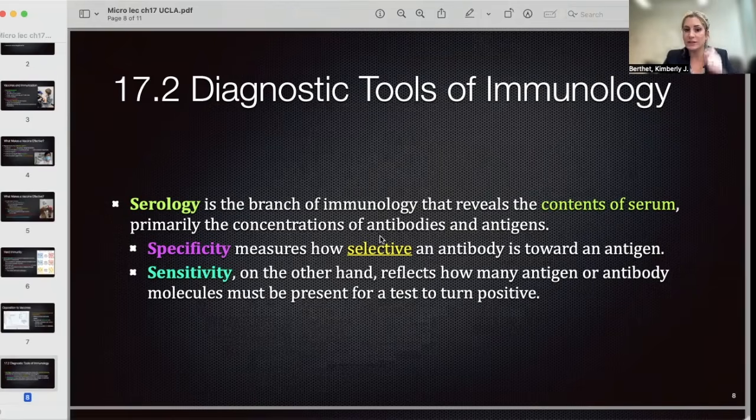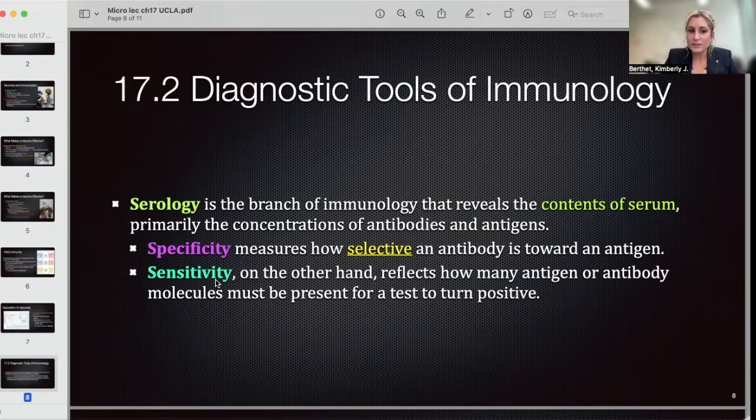So specificity is how accurate the test is. We want to make sure that it measures the selection of an antibody towards its antigen. So we want that lock and key fit. We don't want antibodies that are grabbing all different types of antigens and alerting the immune system. So in diagnostic tests, if we have a test that's going to test for COVID, we want to make sure that we have specificity. We don't want to pick up other SARS-related viruses. So we need specificity first in order to work on an assay.